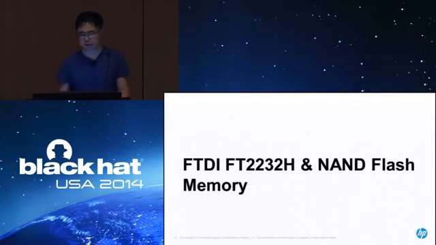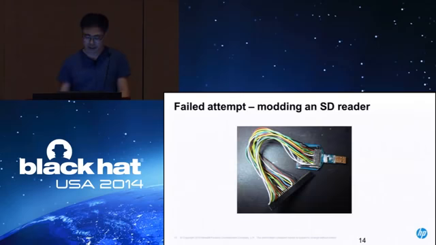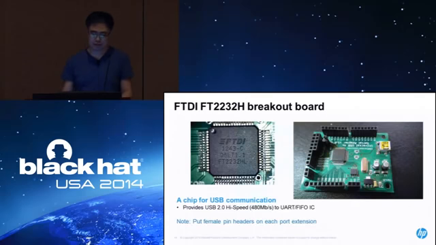After you acquire the NAND flash memory, you need to retrieve the firmware, and there are a lot of different methods on the internet. One of the methods is using some special SD reader brand, and you just connect it to the NAND flash directly, and it is supposed to read the data, but it didn't work very well. I tried many other options, but the best option I found was using this FTDI chip.